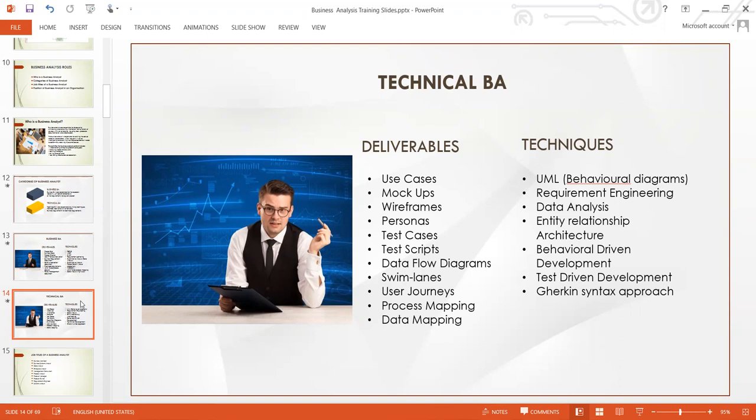So they will be looking for people like you. And these are the people that go beyond, across country, across geography, to look for valuable IT professionals that can give them what they want at a cheaper rate. So let's look at the role of a technical BA. As a technical BA, this is what they do.